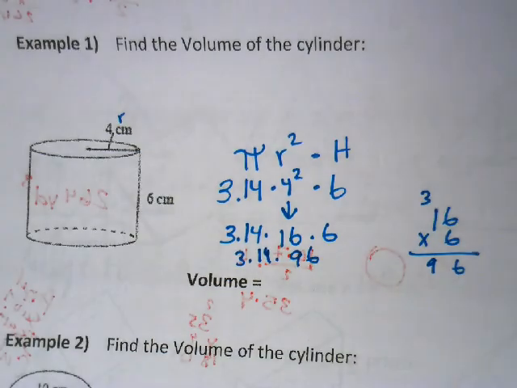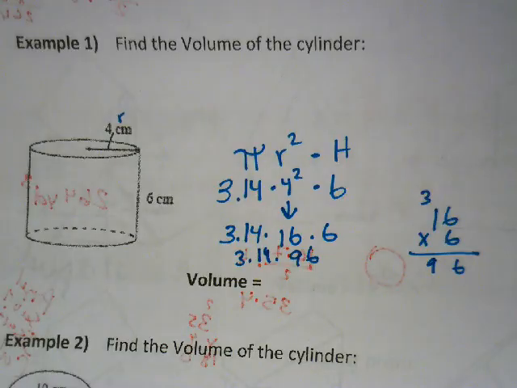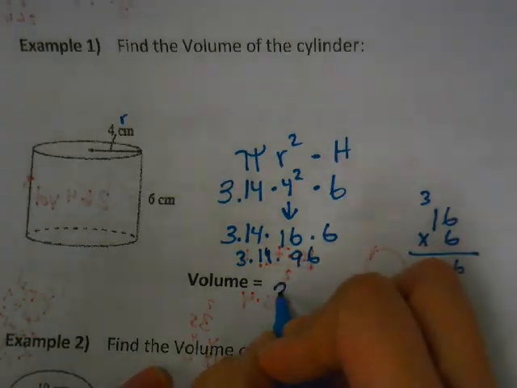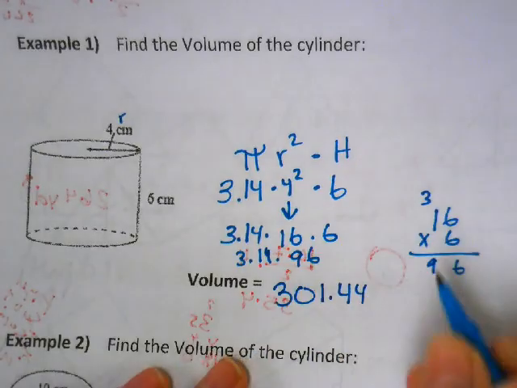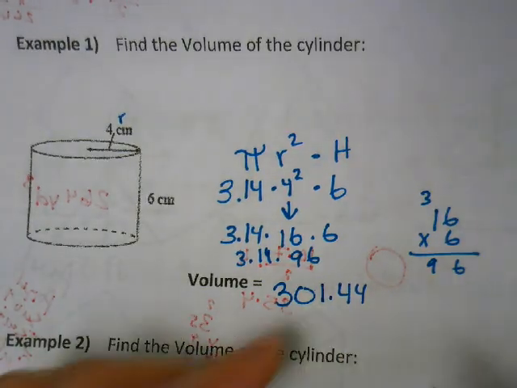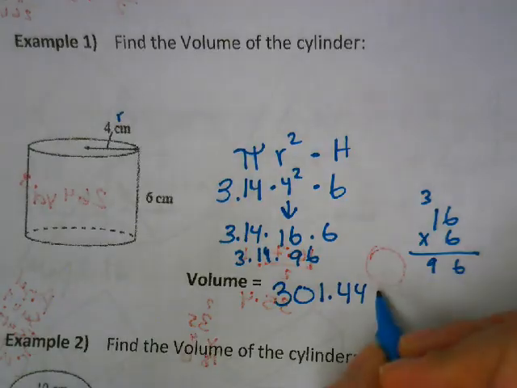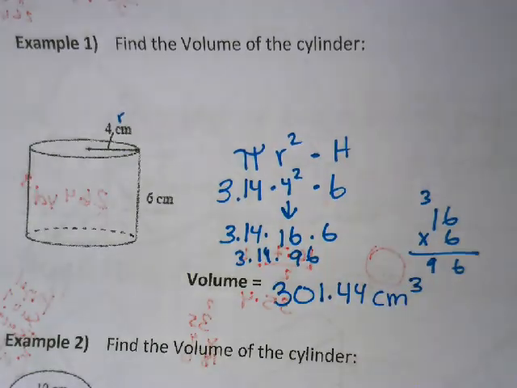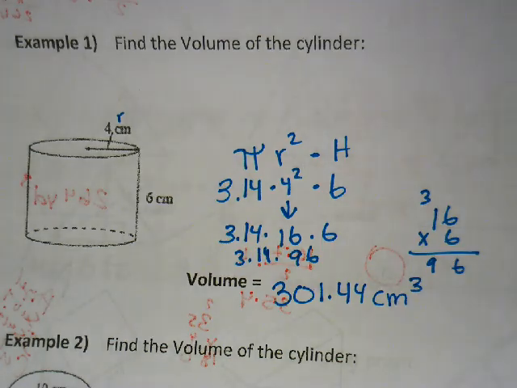They might give you a calculator. They probably will give you a calculator on this. Hey Siri, what is 3.14 times 96? 301.44. What are my units? Centimeters cubed. Very good. So for volume, we're always going to use the cube. So the cylinder is the hardest one. It's the longest one. It involves pi because you have a circle. Okay? All right, let's try example number 2.